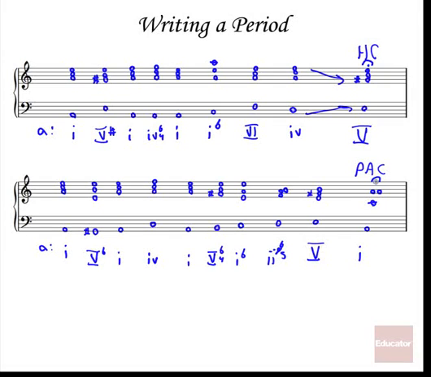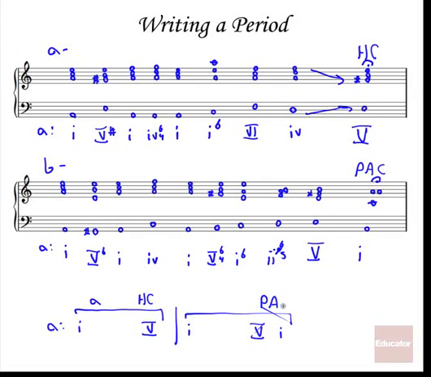So here's the structural outline for a longer period. So again, this is phrase A and this is phrase B. And if we wanted to diagram it, we could just show the key signature and the first phrase, which moves to a half cadence. So this here is phrase A, and this is a half cadence. And then phrase B, which moves to a perfect authentic cadence. And this is phrase B. And so here's our period diagram.